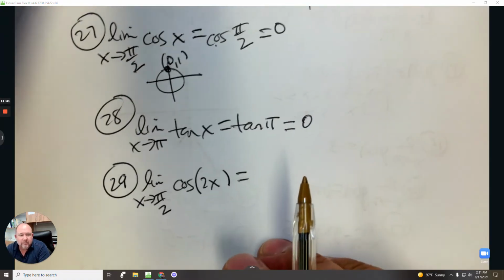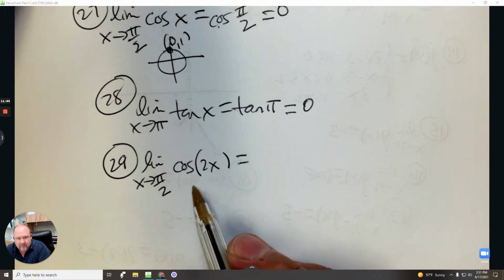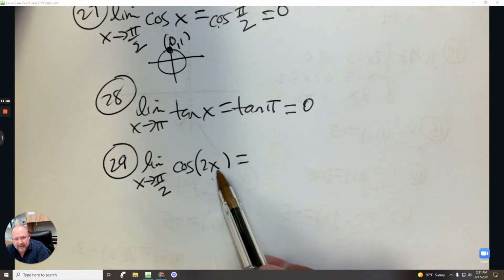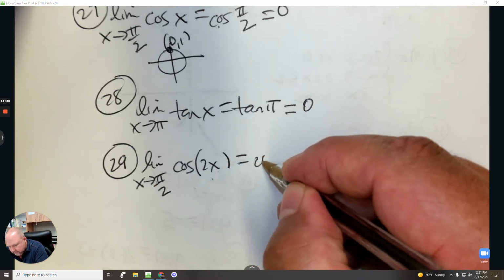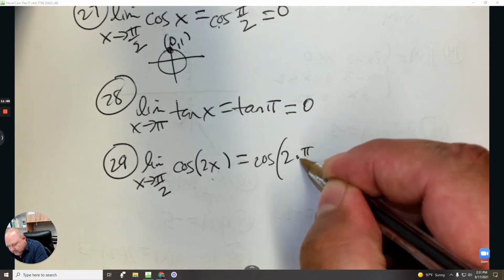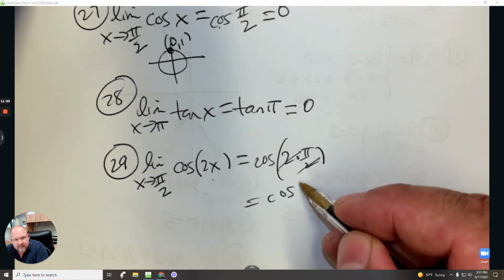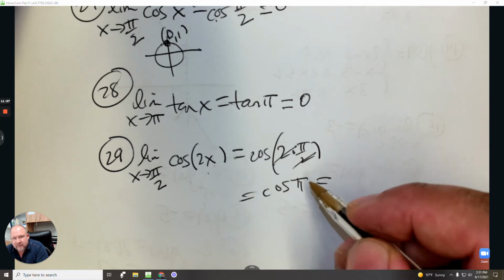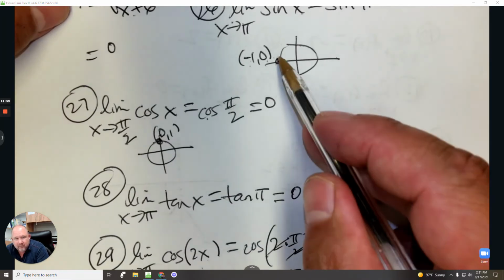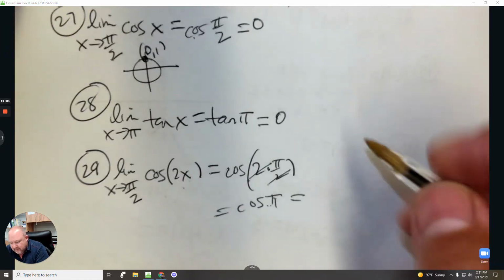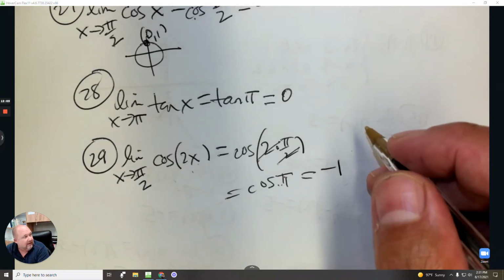The limit as x approaches pi over 2 of cosine 2x. So evaluate at pi over 2. And you get the 2's divide out. It's just pi. The x-coordinate at pi, right here, the x value is negative 1. Done. Number 30.